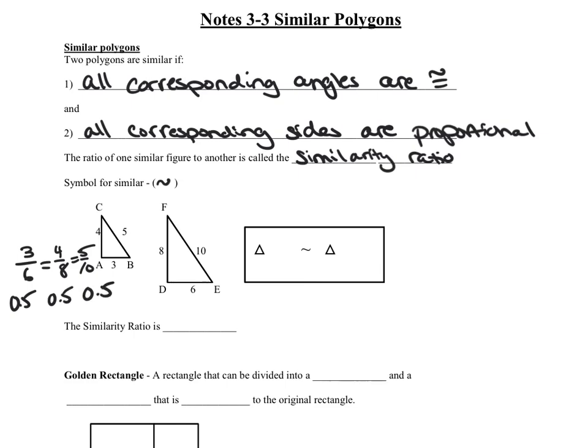So we have a similarity ratio of 1 to 2, because we essentially write our ratio as a fraction or with the colons. And then we can write a similarity statement. So I'll start with triangle A, B, C. And that would line up with triangle D, E, F.